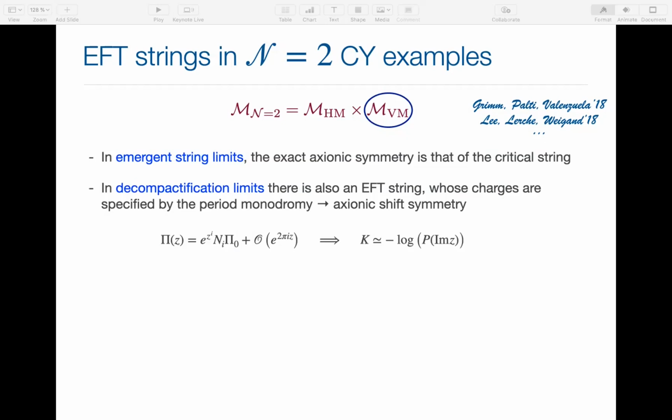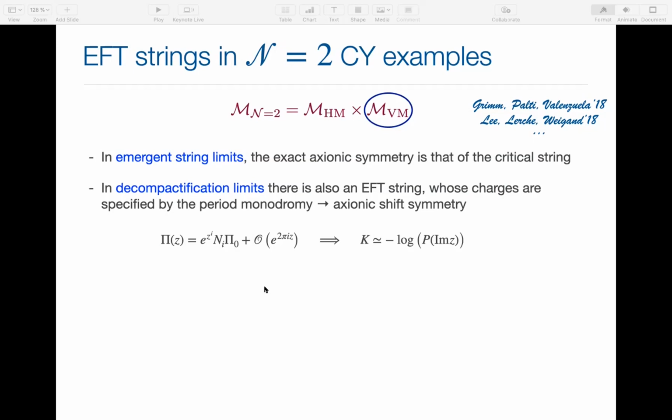So let's follow the emergent distance conjecture, and let's classify the limits in two different ways. They can be emergent string limits, or they can be compactification limits. If they are emergent string limits, then what we were saying is trivially satisfied because the axionic string corresponds to the critical emergent string.